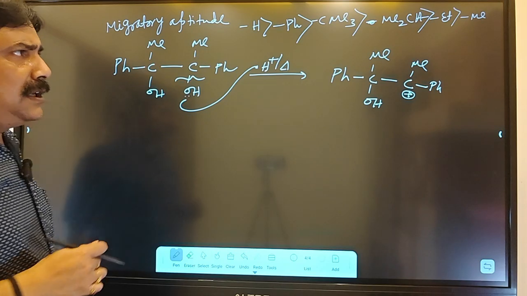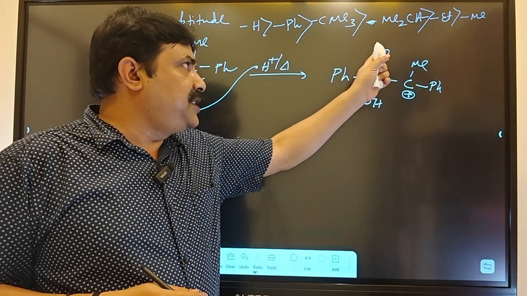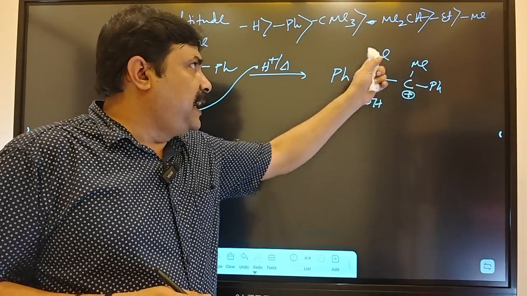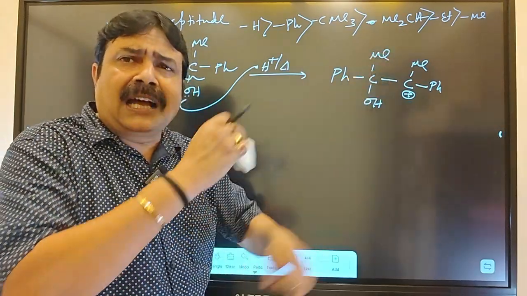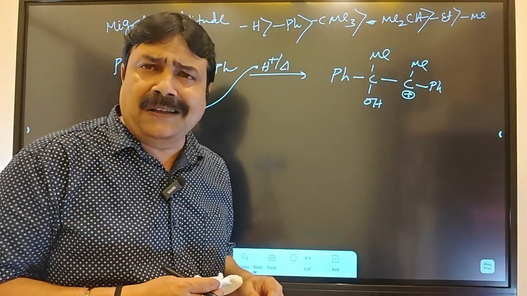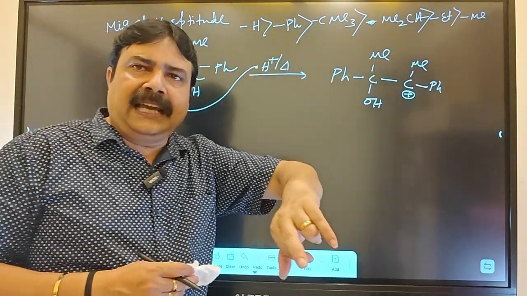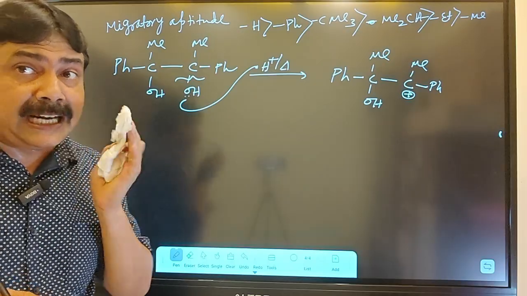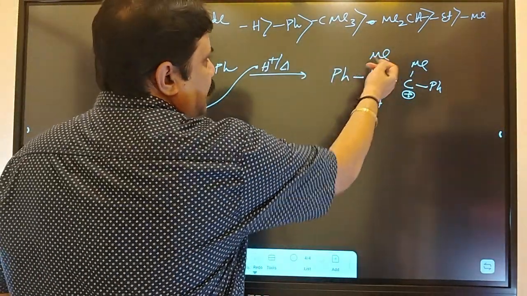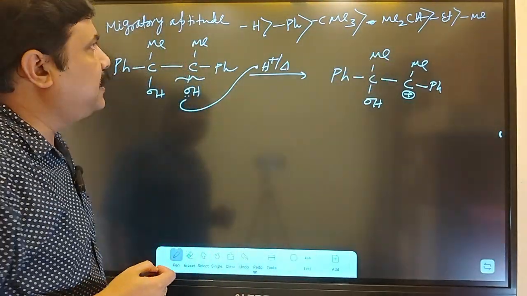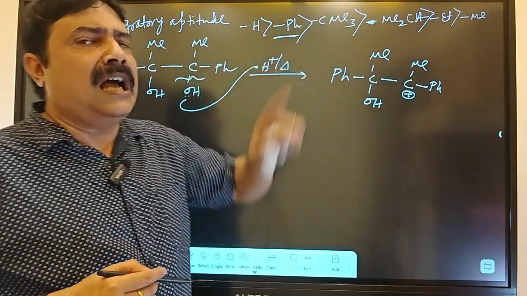Now anti to the leaving group migration will occur. Suppose you feel, sir, if a group with greater migratory aptitude is not in the anti position, how will it come? Carbon-carbon single bond rotation is easily possible. They will orient themselves so that the group with greater migratory aptitude can come into that position for further migration. So now there is a competition between phenyl and methyl for migration. As per the logic, we know the phenyl group's migratory aptitude is greater than the methyl group.